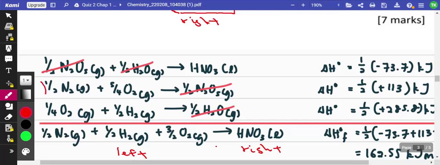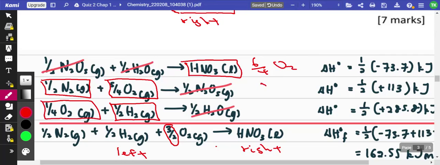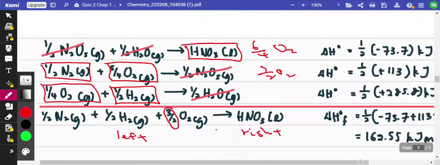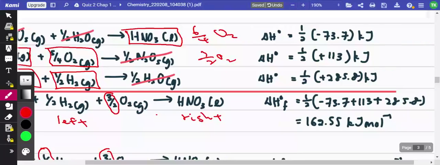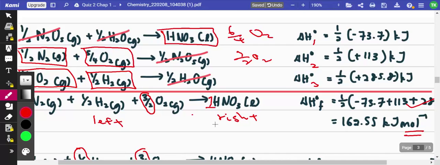So the remaining will be nitrogen, hydrogen, nitric acid product. Then you have oxygen, so in the end, when you simplify, you will get 3 over 2 oxygen. Then after that, you can start to calculate by adding all the enthalpy. You can label them 1, 2, 3. Don't forget it's per mole because it's specifically to form 1 mole of product.